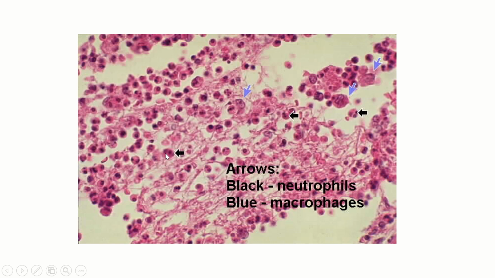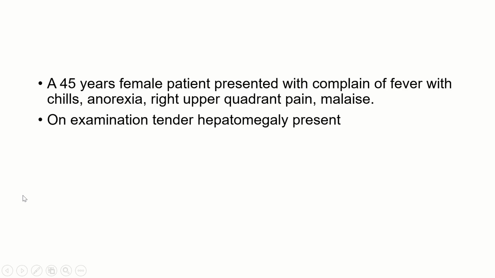Again, one more example. Here you can see lots of neutrophils, and you have some macrophages along with them. This is again a neutrophil. So this is again a case of bacterial or acute pyogenic meningitis.